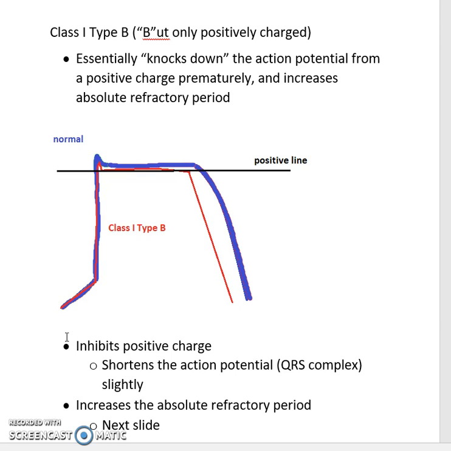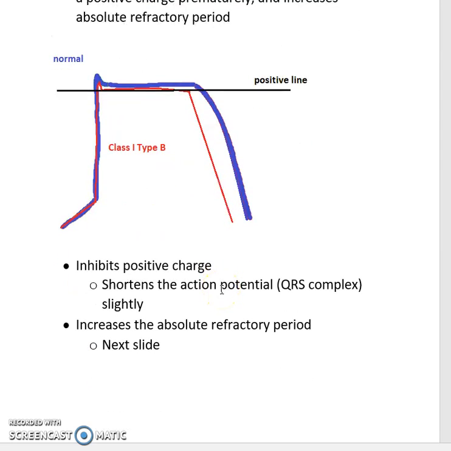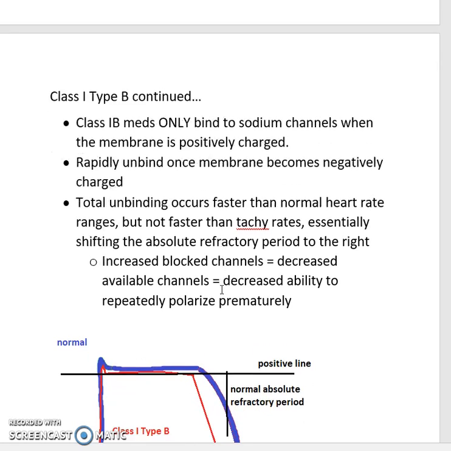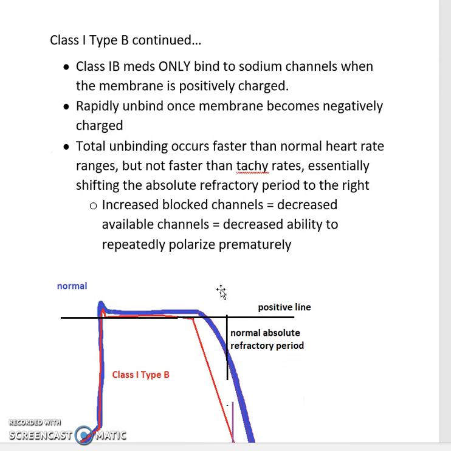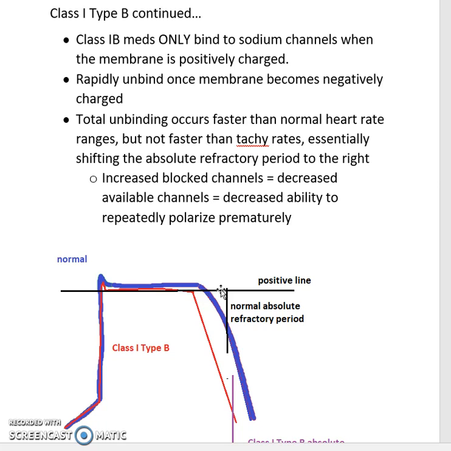First, it prematurely knocks down the action potential from a positive charge. So here we have the normal action potential, and here we have the positive charge getting knocked down faster, which pushes it into the repolarization phase quicker, which actually shortens the action potential, but it doesn't do so by much. In fact, if you're looking at an EKG, you probably won't see any real difference in the QRS complex. But what it does do is it increases the absolute refractory period. And if you remember what that is, it's the period of time in which a cell cannot depolarize again.